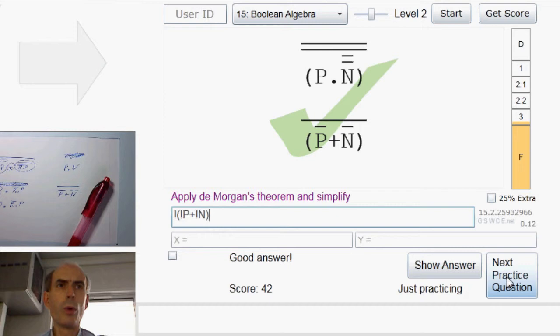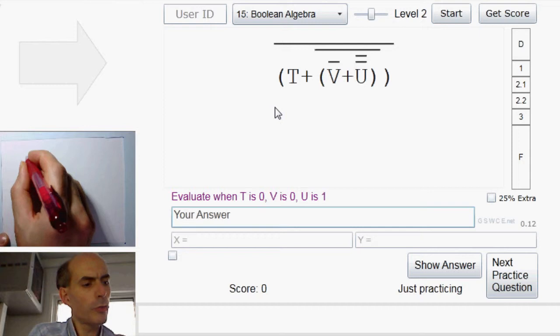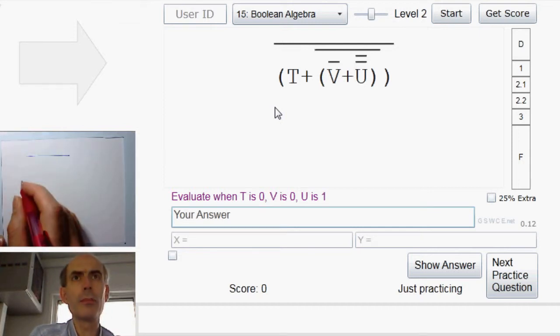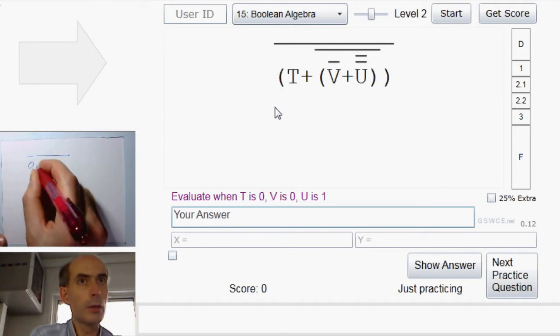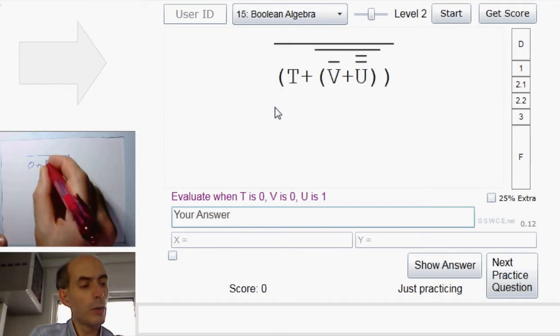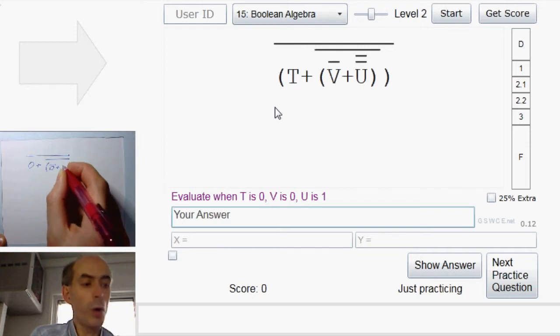Just try one more. An evaluate one. This is an evaluate one with 3 variables in it. And if we just substitute in those values, that would be not of T, which is 0, plus not of open brackets, not V, which is also 0, plus U is 1, not of 1.